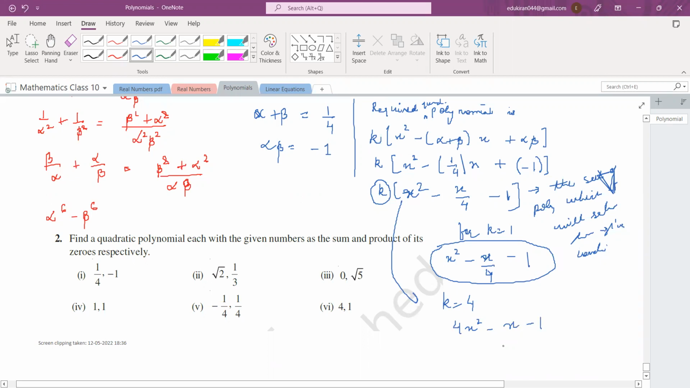So you can take any value of k, and that will be one of the possible solutions, sorry, possible polynomials. Okay. Ma'am, it will be -1 or -4. Oh, sorry. Yes, when I'm taking k equal to 4, it will be multiplied by 4. Okay, fine. So similarly, you can do the rest of the parts.